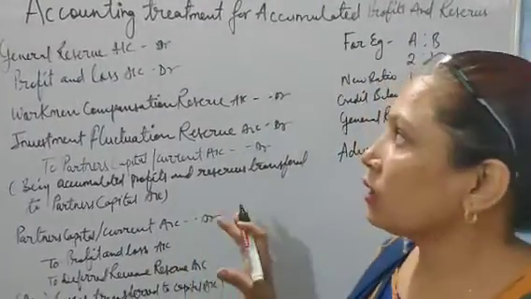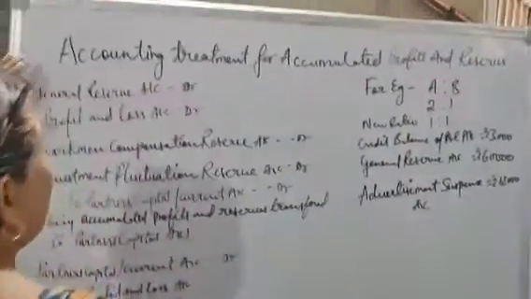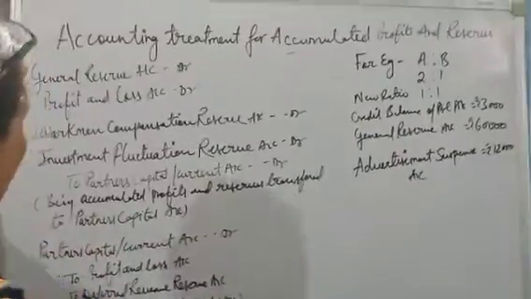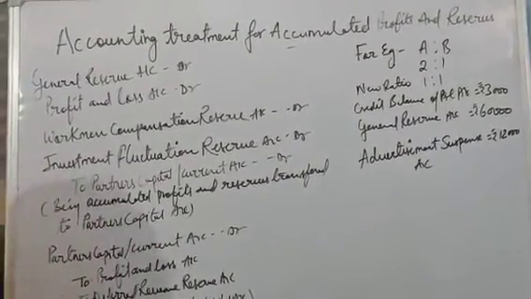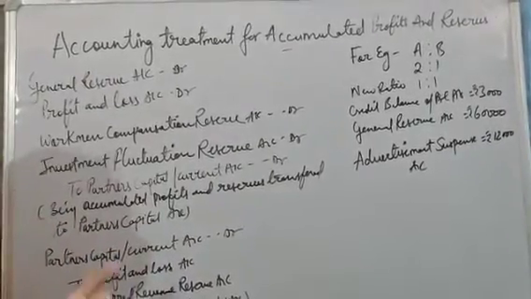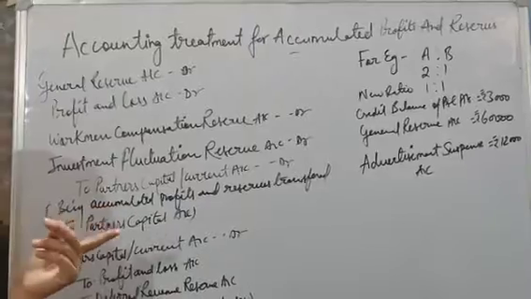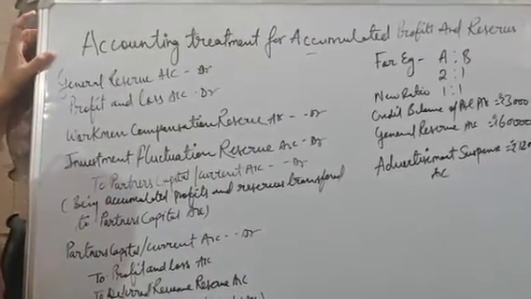So now this is the third part of that chapter, that is accounting treatment of accumulated profit and reserves. If in the balance sheet already accumulated profits and reserves are given or any loss is given, you have to transfer all these profits and reserves to the partner's capital account. So if reserves and profits are given, then you have to prepare entry.